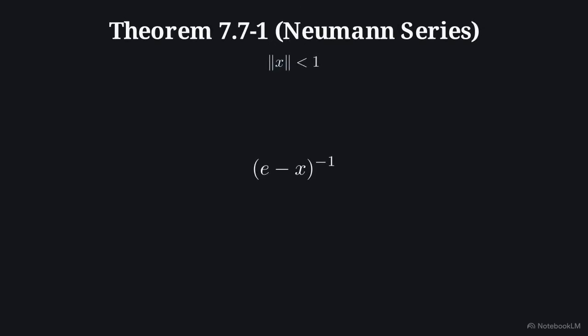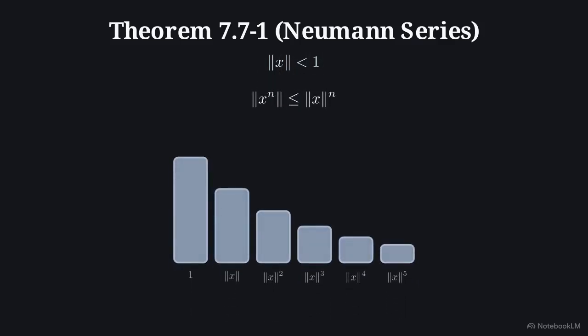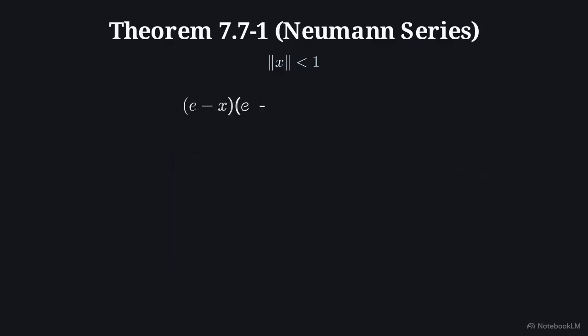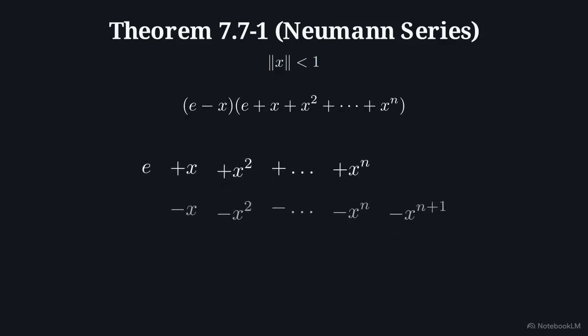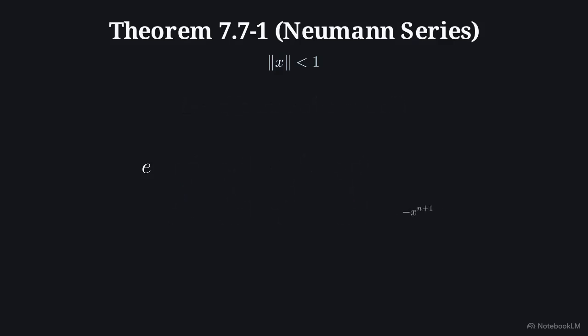If the norm of an element x is less than 1, then e minus x is invertible. Its inverse is an infinite geometric series. We prove this using partial sums. The submultiplicative norm bounds each subsequent term by the norm of x raised to that power. Since the norm of x is less than 1, the terms shrink into a Cauchy sequence. Multiplying this series by e minus x cancels the inner terms. As the series extends to infinity, the trailing terms vanish, leaving only the identity element, e.